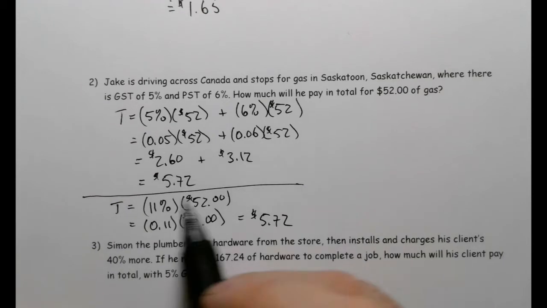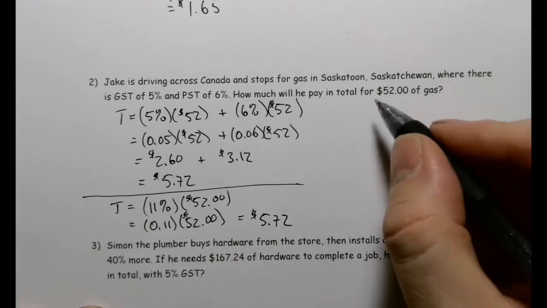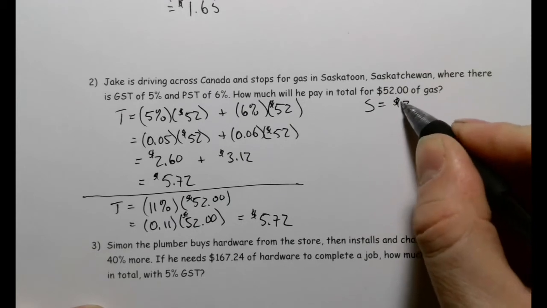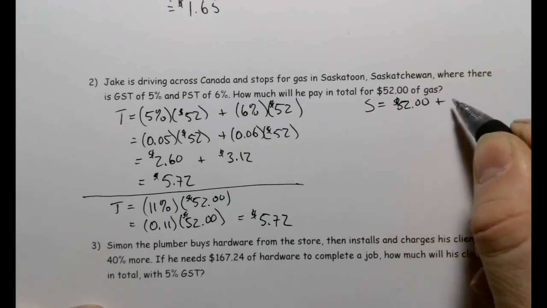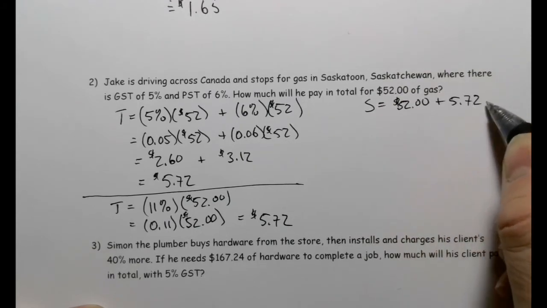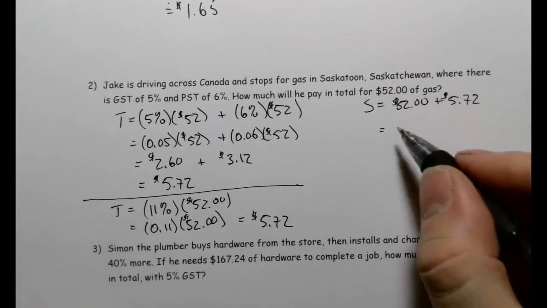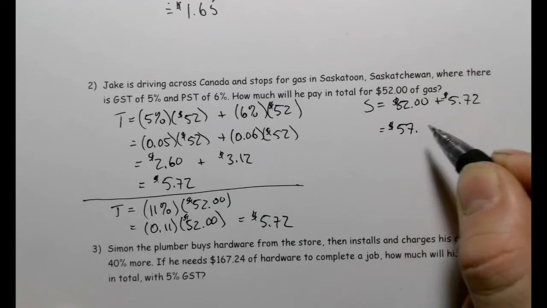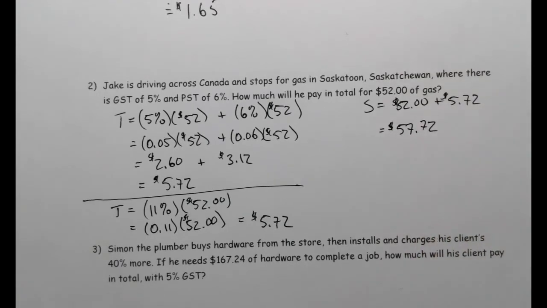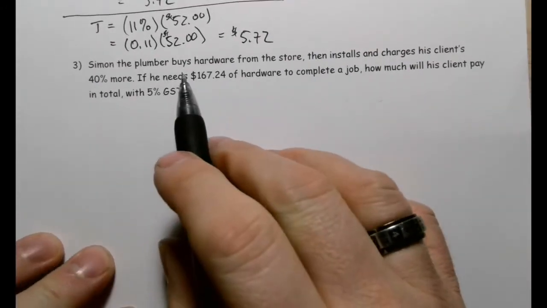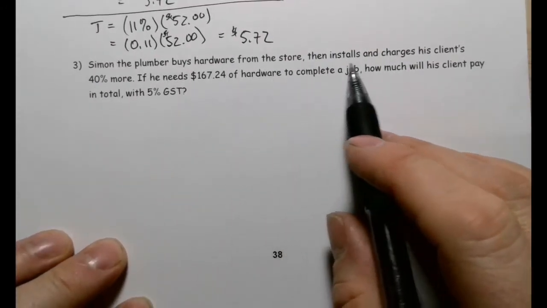Take a look at another question. Simon the plumber buys hardware from the store, then installs and charges his clients 40% more. Okay, so if he needs $167.24 of hardware to complete the job, how much will his client pay in total with 5% GST? Okay, so we're going to figure out what that 40% is.